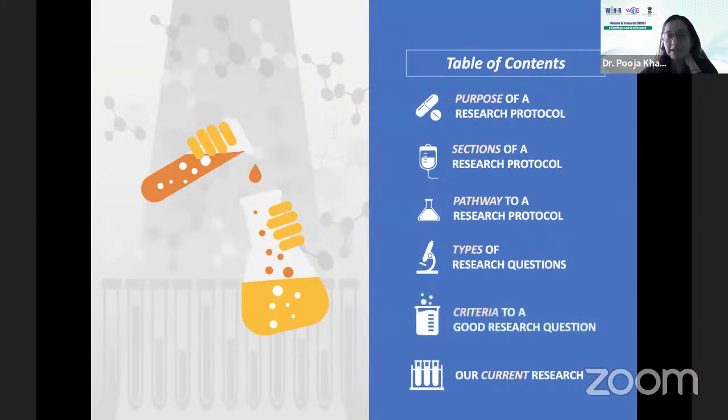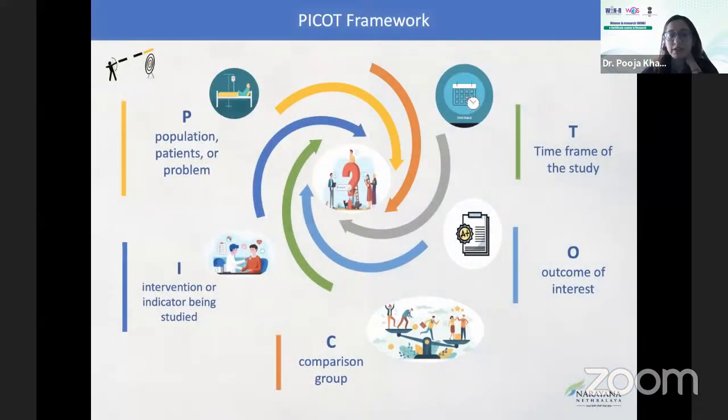Now, what will be the criteria for a good research question? Whenever you're trying to write a good research question, there is a well-known condition which is known as the PICOT framework, which is popular. First, you need to identify where you are trying to do the research: your population, patients, or the problem. Then whether it's an intervention or indicator being studied, whether you are trying to compare the situation or condition or not, what is going to be a tentative outcome of interest, and the time frame of the study. The time frame of the study is again very important.